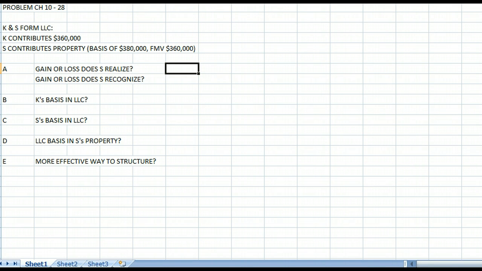If you look at it, S realizes a $20,000 loss, since you take the fair market value of $360,000 minus the basis of $380,000, which equals a $20,000 loss. Okay, that's what S actually realizes on the transaction. But then we want to know, what do they recognize?